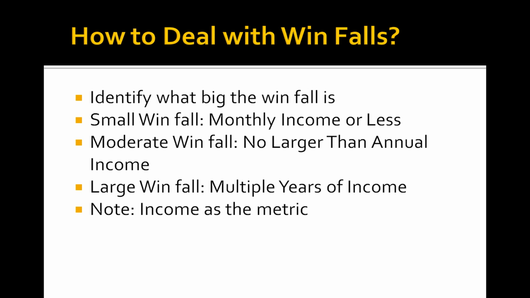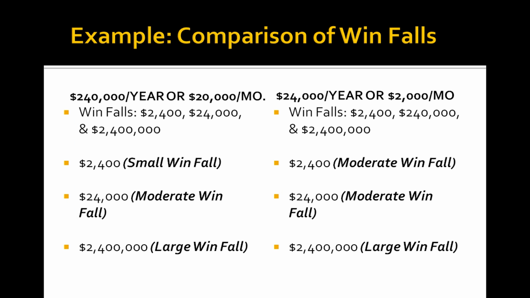Okay, so just to illustrate the point, we're going to do a comparison between two different kinds of income earners. On the left side, you're going to see an income earner that's making $240,000 per year, the equivalent of $20,000 per month. And on the right side, we have a wage earner who's making $24,000 per year or $2,000 per month. And we're going to see exactly how the windfalls work.